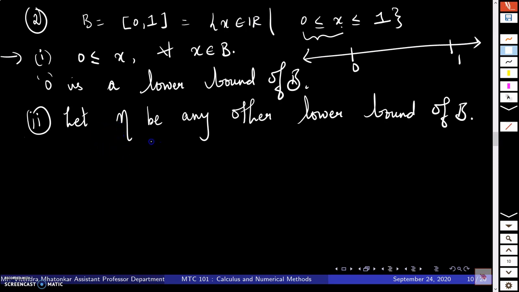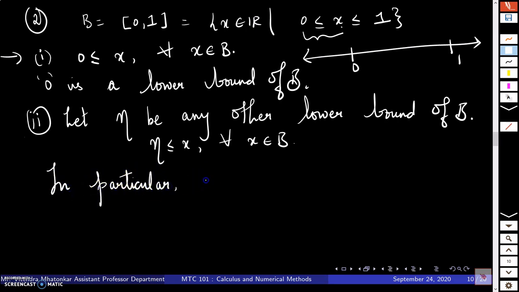Because this eta is a lower bound of B, it will be less than or equal to each and every element of the set B. So eta will be less than or equal to x for every x in B. In particular, 0 is also a point in B because 0 is included here. X can be 0, right? The definition says x must be bigger than or equal to 0, so x can be 0. So in particular, 0 is a point in B and eta is less than or equal to all the elements of B, so it is less than or equal to 0.